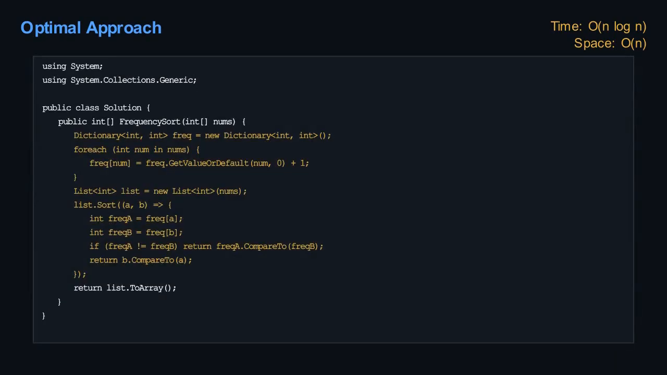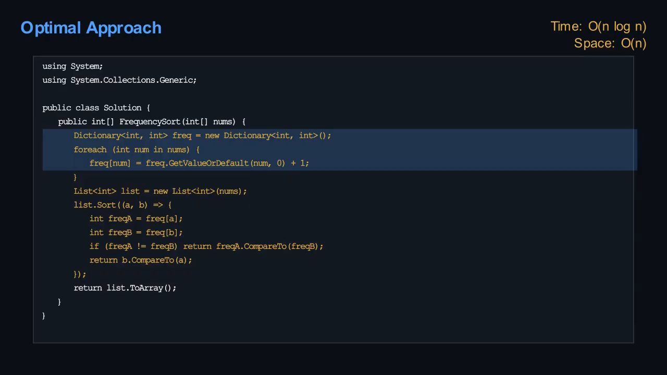The key insight for optimization is to avoid recalculating frequencies repeatedly. We can pre-compute all frequencies once. We'll use a HashMap to store each number and its corresponding frequency. Iterate through the input array, and for each number, increment its count in the map. After this single pass, our HashMap holds all the frequency information.